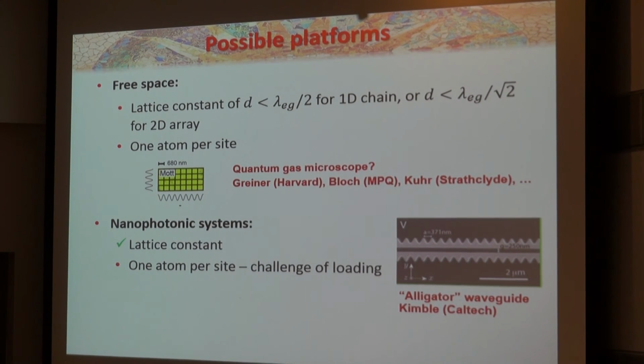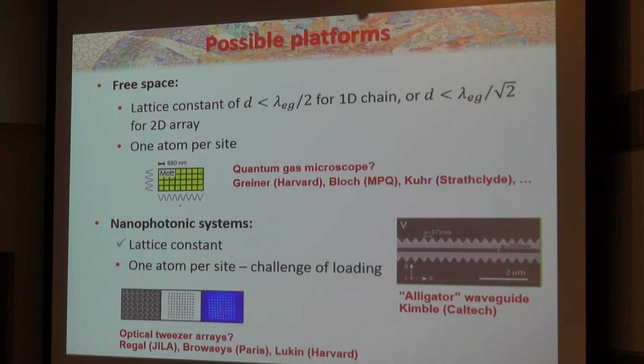You can have a trap. You can have many trapping sites. But then it's still very hard to fill these sites with atoms. Okay? So that's the kind of big unknown. There are possibilities. For example, in free space, it's been demonstrated that you can have optical tweezer arrays that you can program. So you can have 50 atoms in a row in free space, each in their little optical tweezer. And then maybe you can imagine combining that kind of technology with these nanophotonic systems. So it's hard, but maybe it's possible.